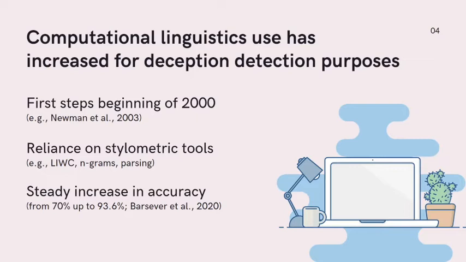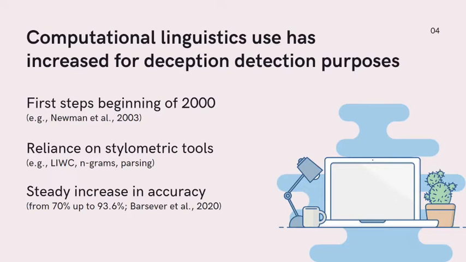And interestingly enough, from 2003 to today, there's been a steady increase in accuracy. The study by Newman in 2003 ranged from 60 to 70% accuracy, and today, some very high-level models reach 93.6% accuracy, which is at the same time fascinating and completely scary to me.